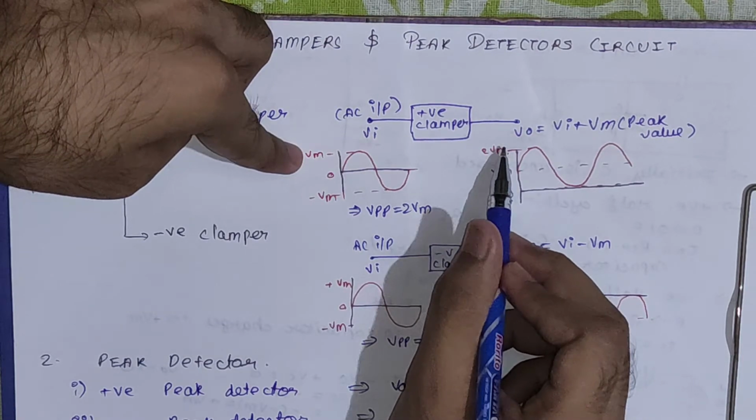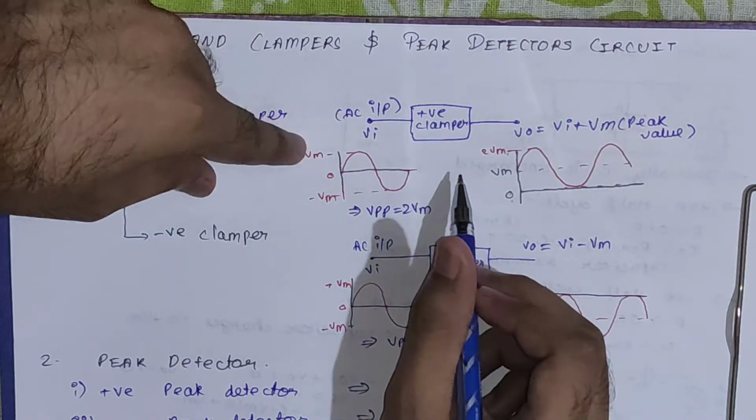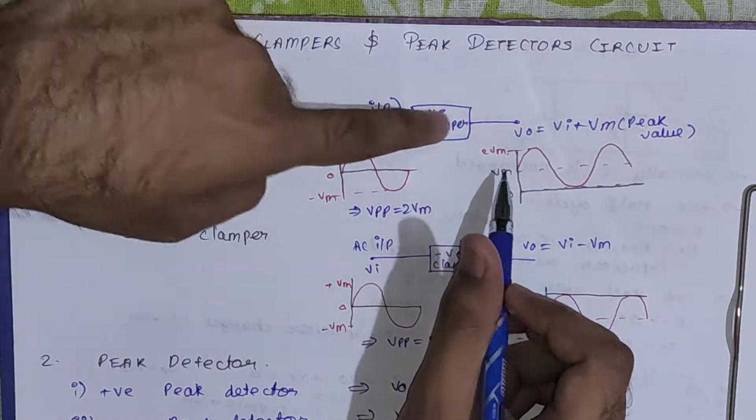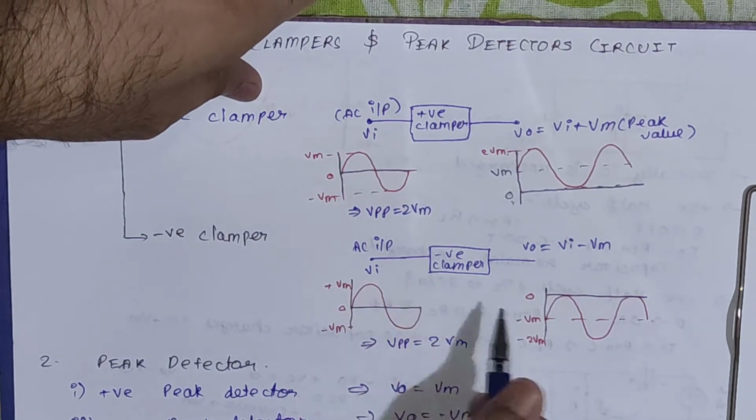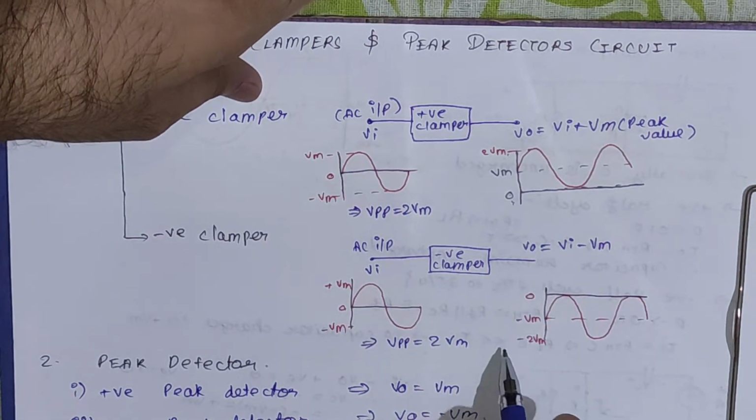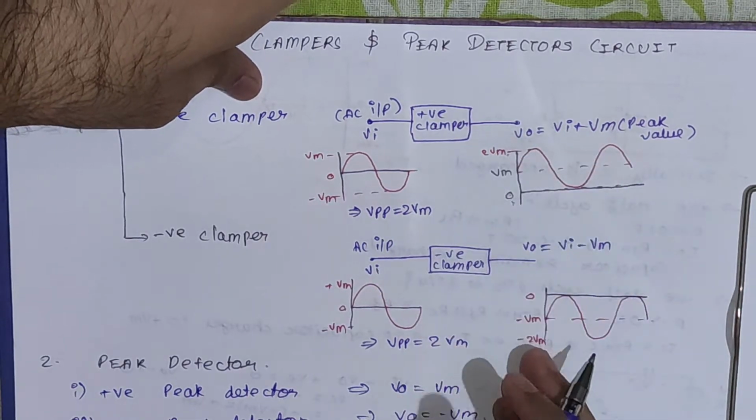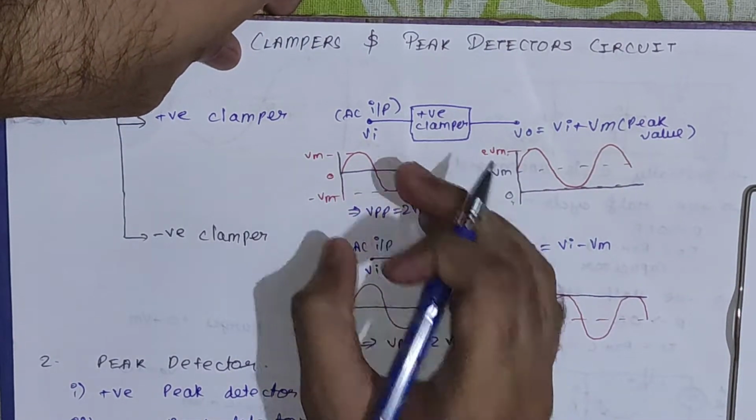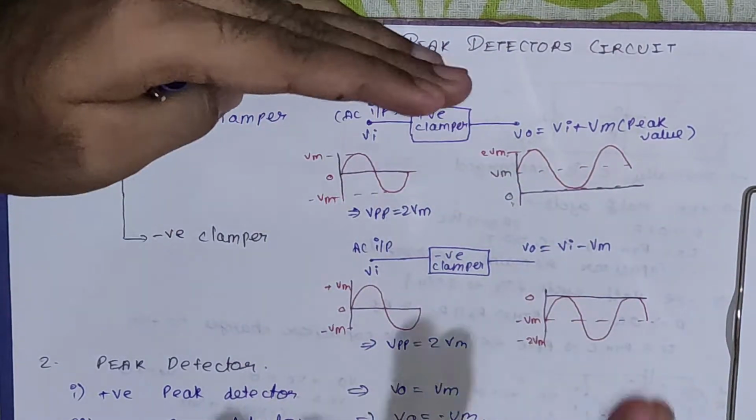You can subtract the minimum voltage from the maximum voltage to get the peak to peak voltage, right? So here Vm minus minus Vm is 2 Vm, and 2 Vm minus 0 is 2 Vm. Similarly, for the negative clamper, this waveform also has the same peak to peak: 0 minus minus 2 Vm is nothing but 2 Vm. So the peak to peak voltage remains the same, the waveform remains the same, but the change is only in the DC level.